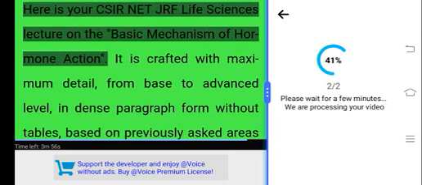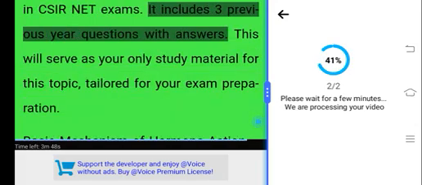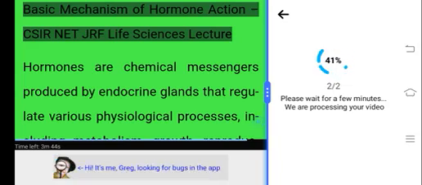Here is your CSIR NET JRF Life Sciences lecture on the basic mechanism of hormone action. It is crafted with maximum detail, from base to advanced level, in dense paragraph form without tables, based on previously asked areas in CSIR NET exams. It includes 3 previous year questions with answers. This will serve as your only study material for this topic, tailored for your exam preparation. Basic mechanism of hormone action, CSIR NET JRF Life Sciences lecture.